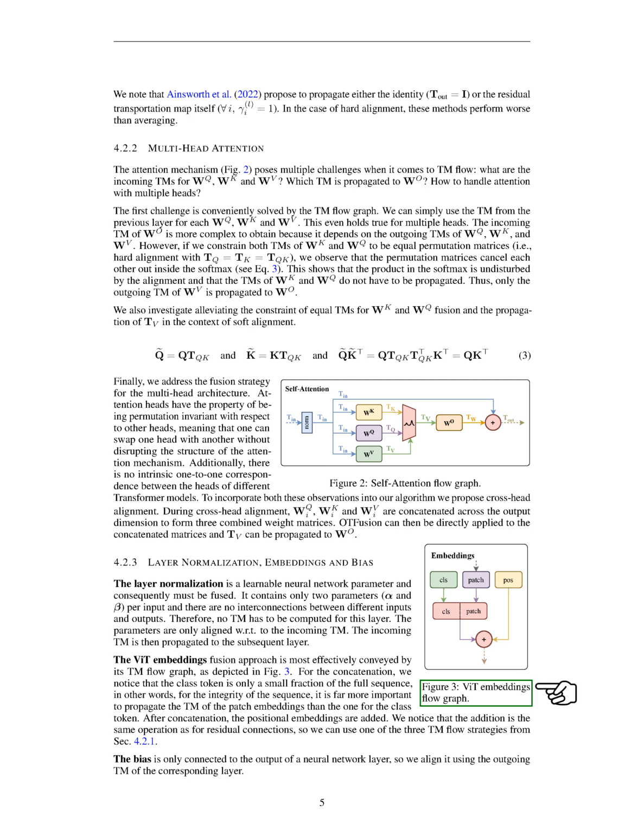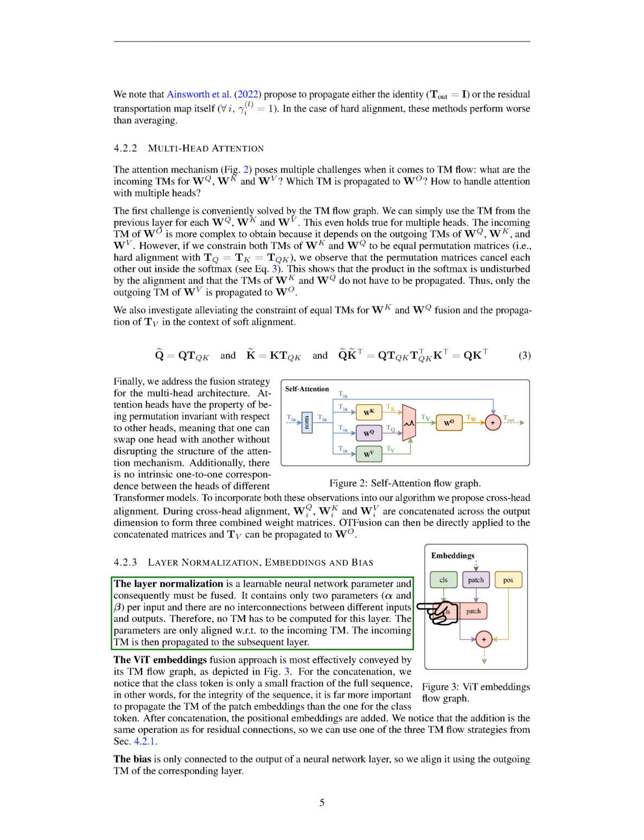Next, we discuss layer normalization, embeddings, and bias. The layer normalization is a learnable parameter of the neural network and must be fused. It contains only two parameters, alpha and beta, per input, and there are no interconnections between different inputs and outputs. Therefore, no TM needs to be computed for this layer. The parameters are only aligned with respect to the incoming TM, which is then propagated to the next layer.